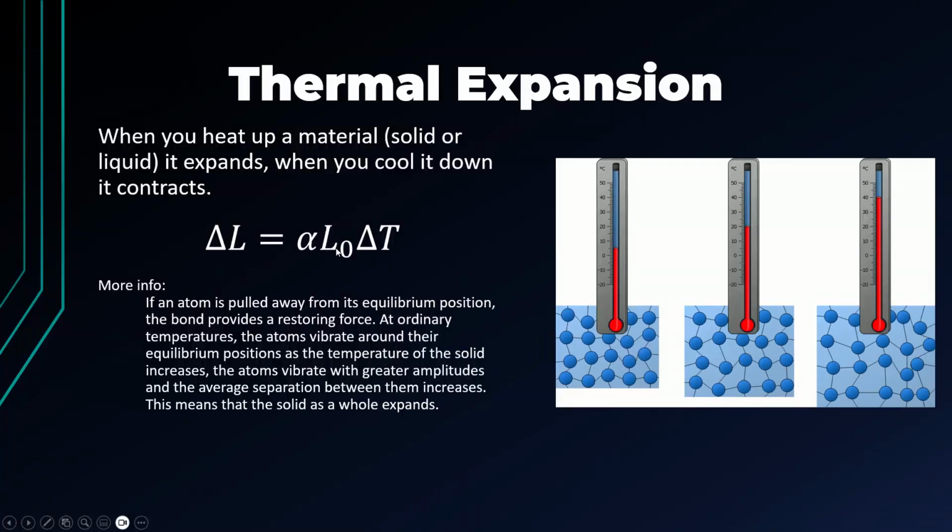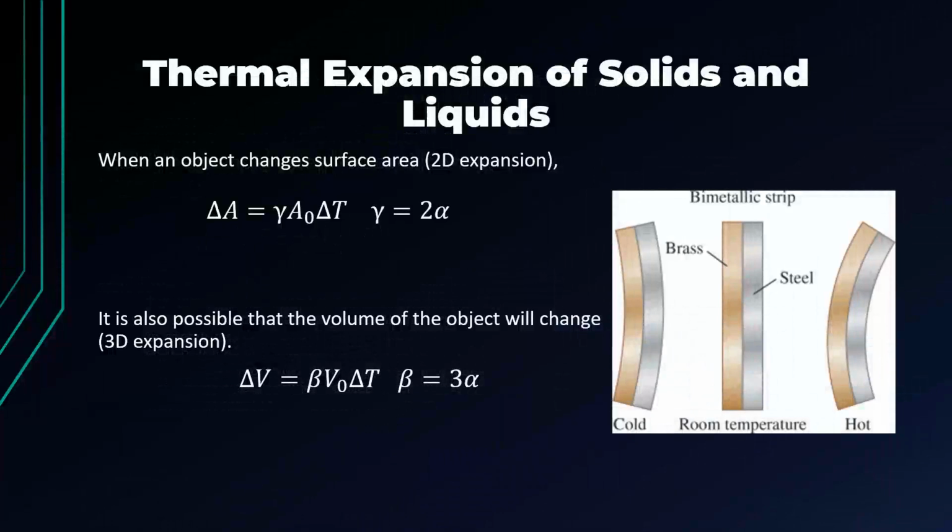L0, sometimes people call this L naught, is the original length of the object, and then delta T is our change in temperature. So we can also have 2D expansion, area expansion, or 3D expansion, which is volume expansion. And these equations follow the same structure. What changes is going to be our coefficient.